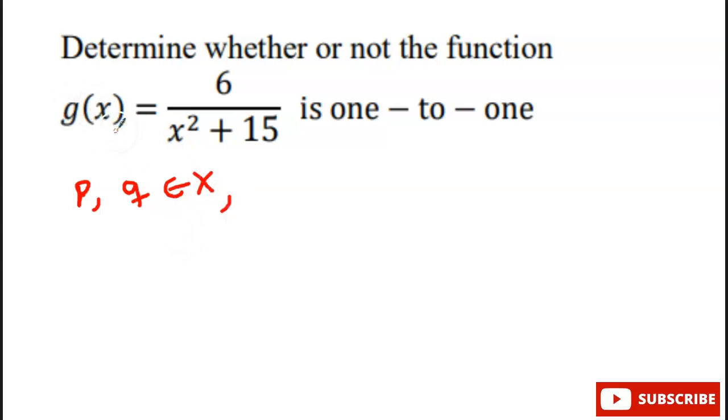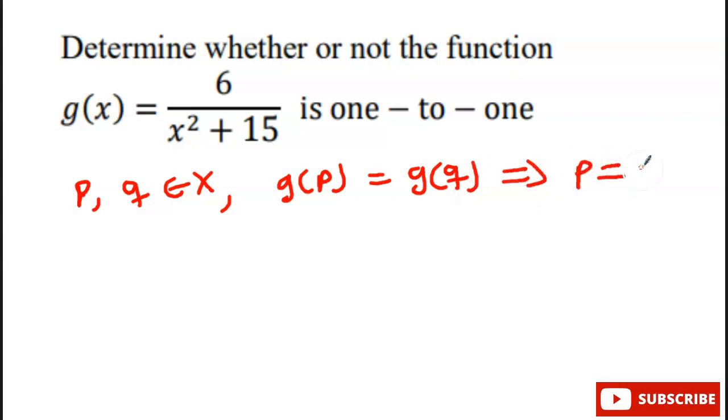This time, let's pick maybe P and then Q, a member of the first set. Then the function is g of x. So if this is supposed to be 1 to 1, then g of P must be equal to g of Q, and this implies that P must be equal to Q. So it's not always that you choose A, B. You can choose any two different letters. Good.